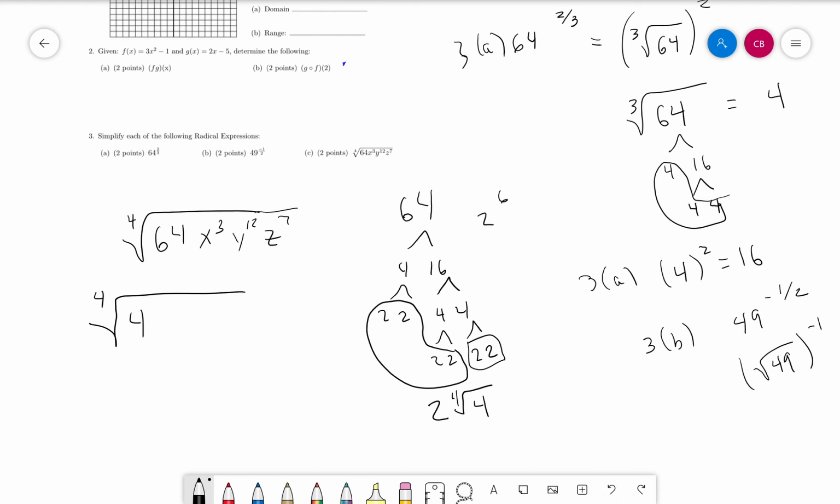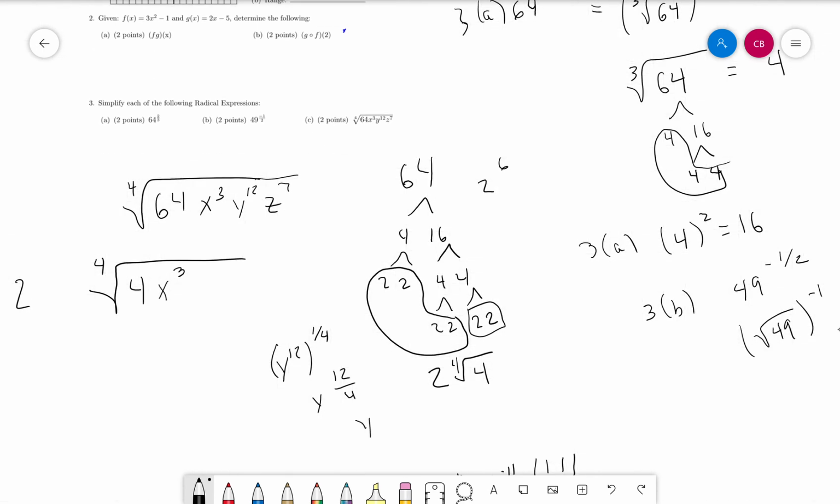I should leave more space. 2. We have x to the 3rd, but x to the 4th. We don't have enough x's to pull any of them out, so we're going to leave all 3 of them inside. We need 4 to pull 1 out. We don't have 4, but we can leave them in. Y to the 12th, we have y to the 12th to the 1/4 power. Well, that means you have y to the 12 over 4, which is y to the 3rd. Oops. Y to the 3rd.